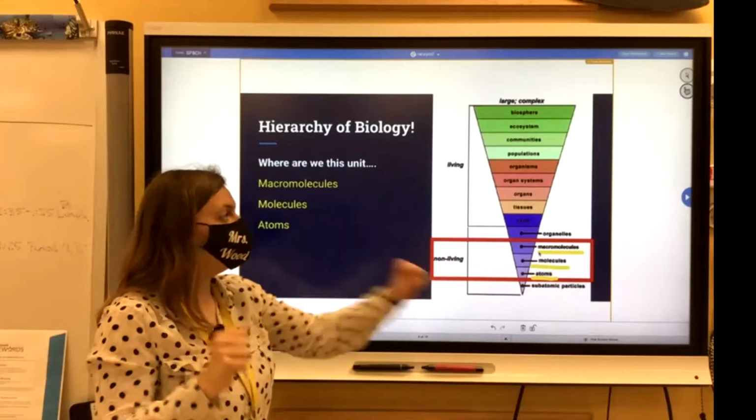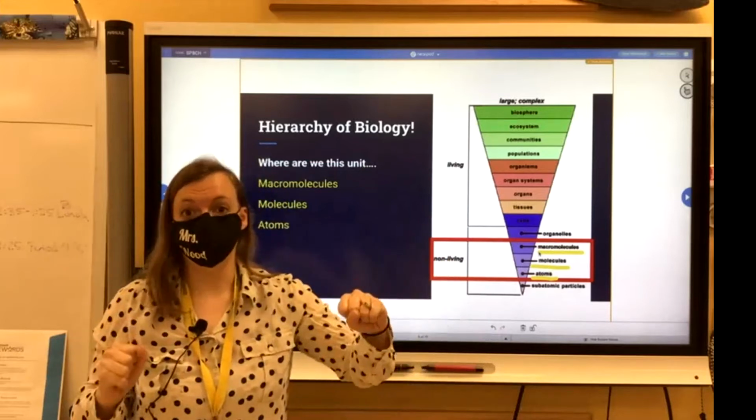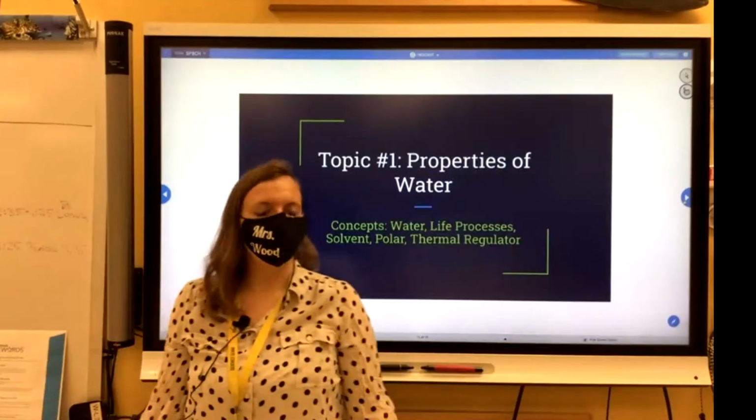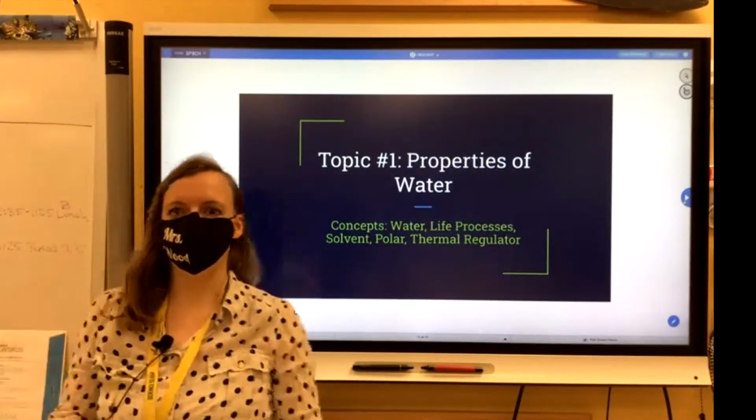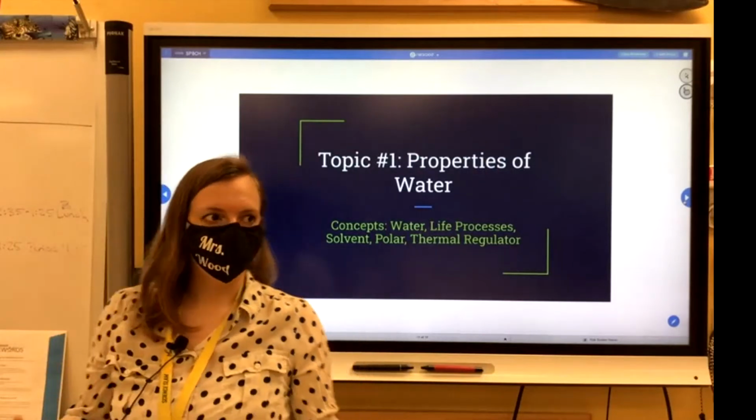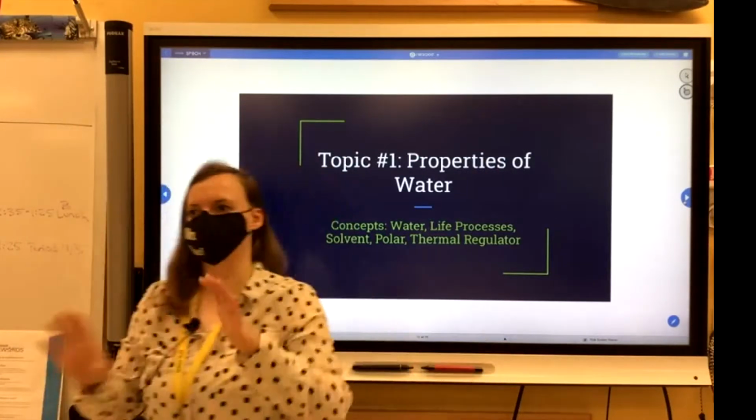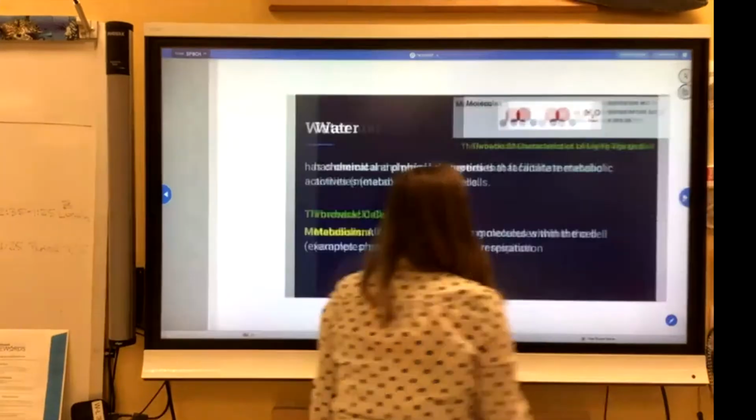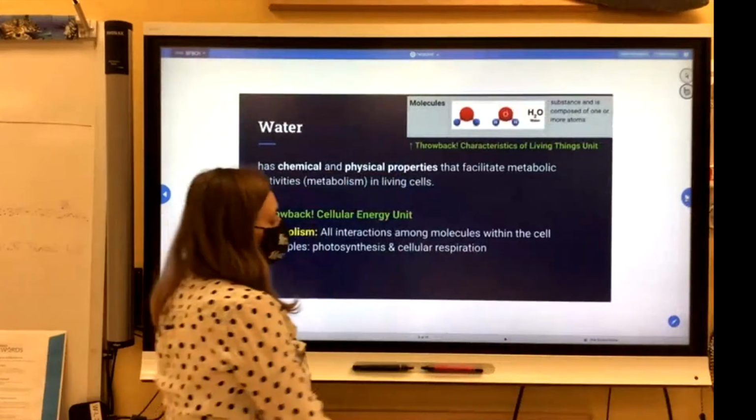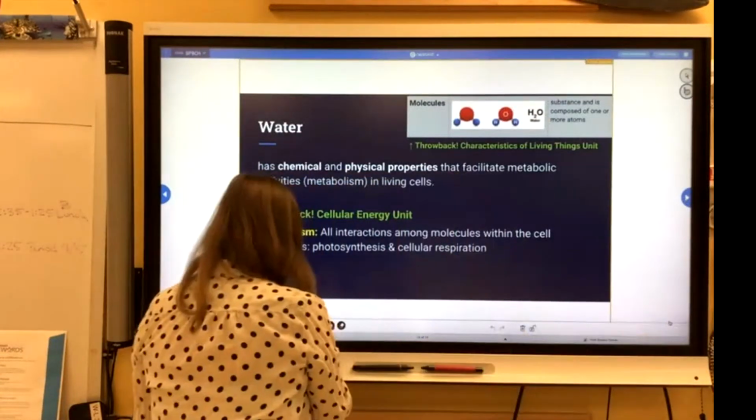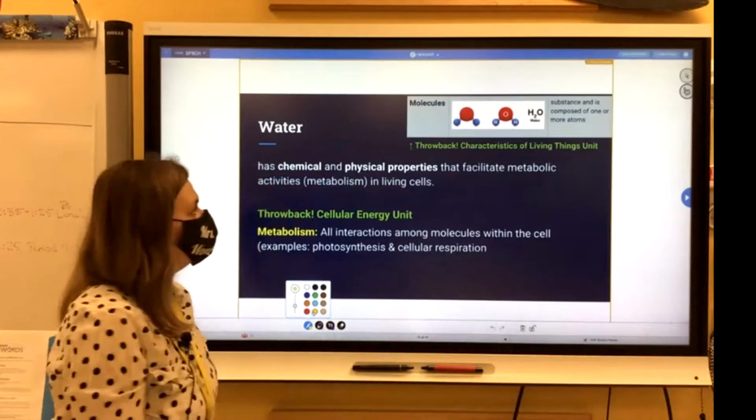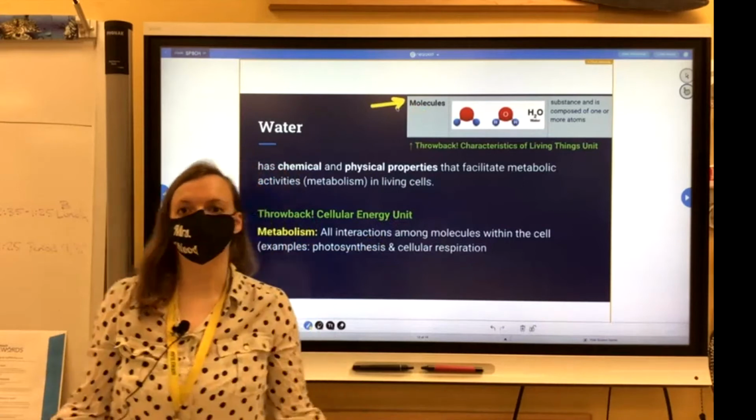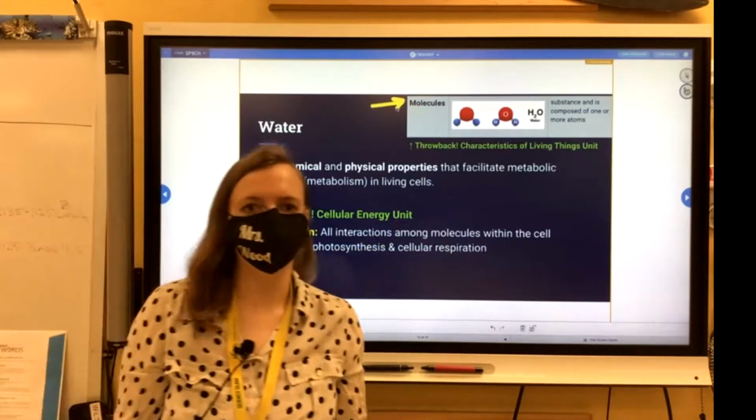But here is where we are on the hierarchy of biology. We are going way small, all right? Where we're going to start today is talking about properties of water. So I've told you, we're in the atom zone, in the molecule zone. So let's put that in the context of water. This is a throwback up top here, that picture. We have talked about molecules before, in our characteristics of living things unit, and I used water as the example.